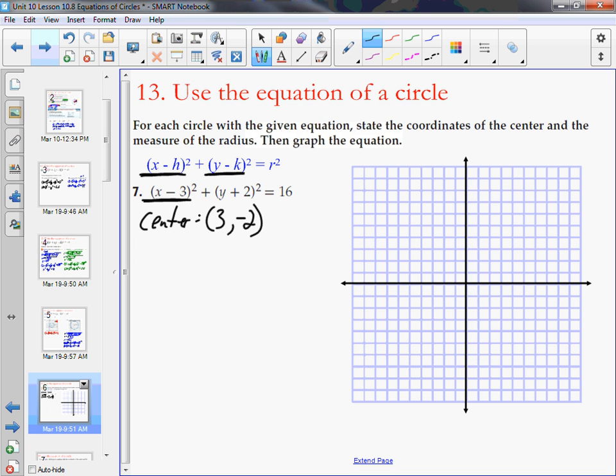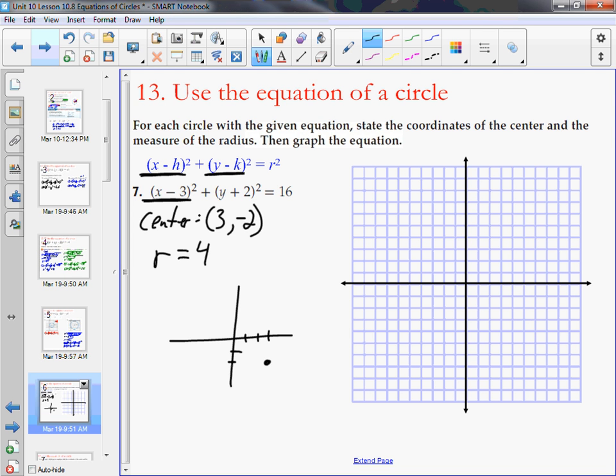And on the right side of the equation isn't r, it's r squared. So if r squared equals 16, what's r equal? 4. Now we can graph the circle, okay? I don't even care if you have a coordinate plane or not. In fact, I'll just make you a little coordinate plane. The point 3, negative 2. 1, 2, 3, 1, 2. So about right there is the center of the circle.